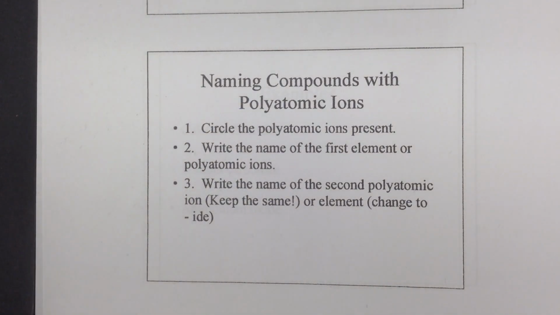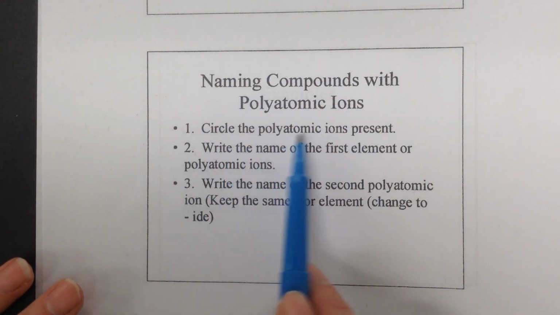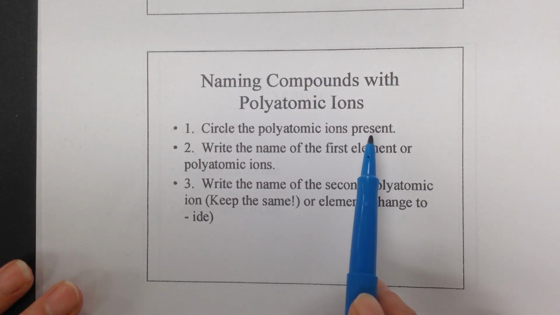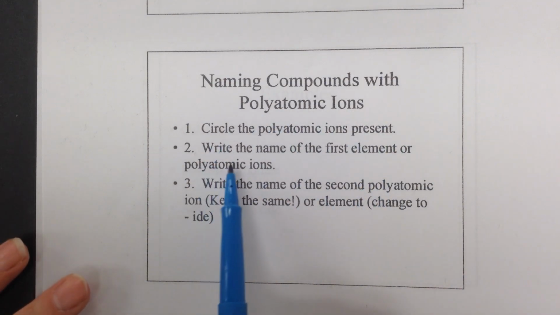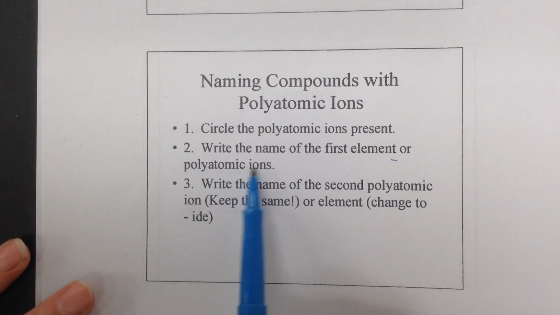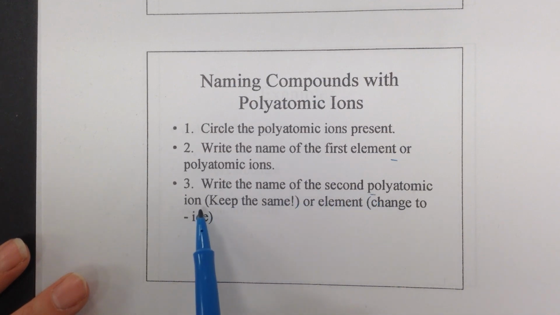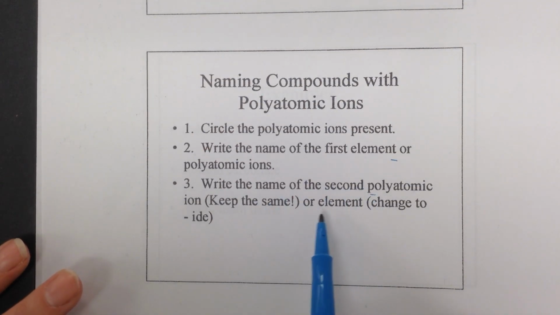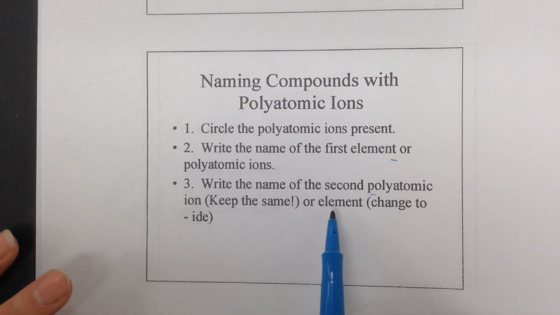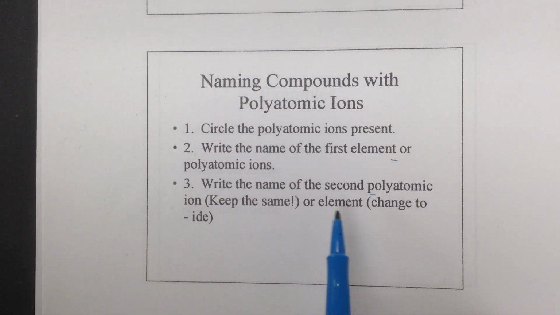If you look at our next slide here, it says naming compounds with polyatomic ions. It says to circle the polyatomic ion present. So once again, you guys, this is why it's vital to know your polys so that you are able to recognize them right away. It says write the name of the first element or the poly, and then write the name of the second polyatomic ion, but keep it the same. You don't change the endings of polyatomic ions. If that second part of the compound is a regular element, then yes, you would still change it to IDE. So folks, everything stays the same. It's just that you don't change the ending of a polyatomic ion.